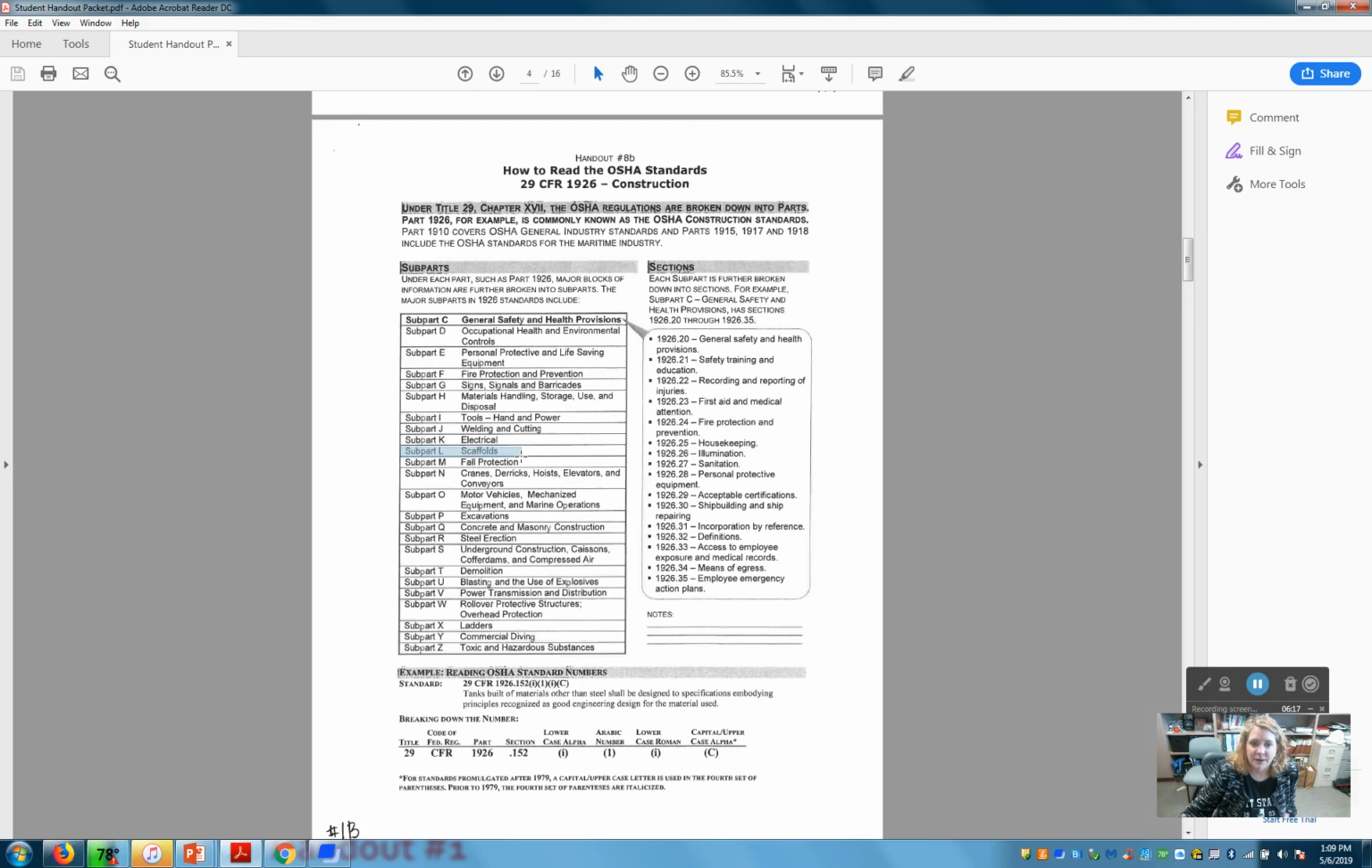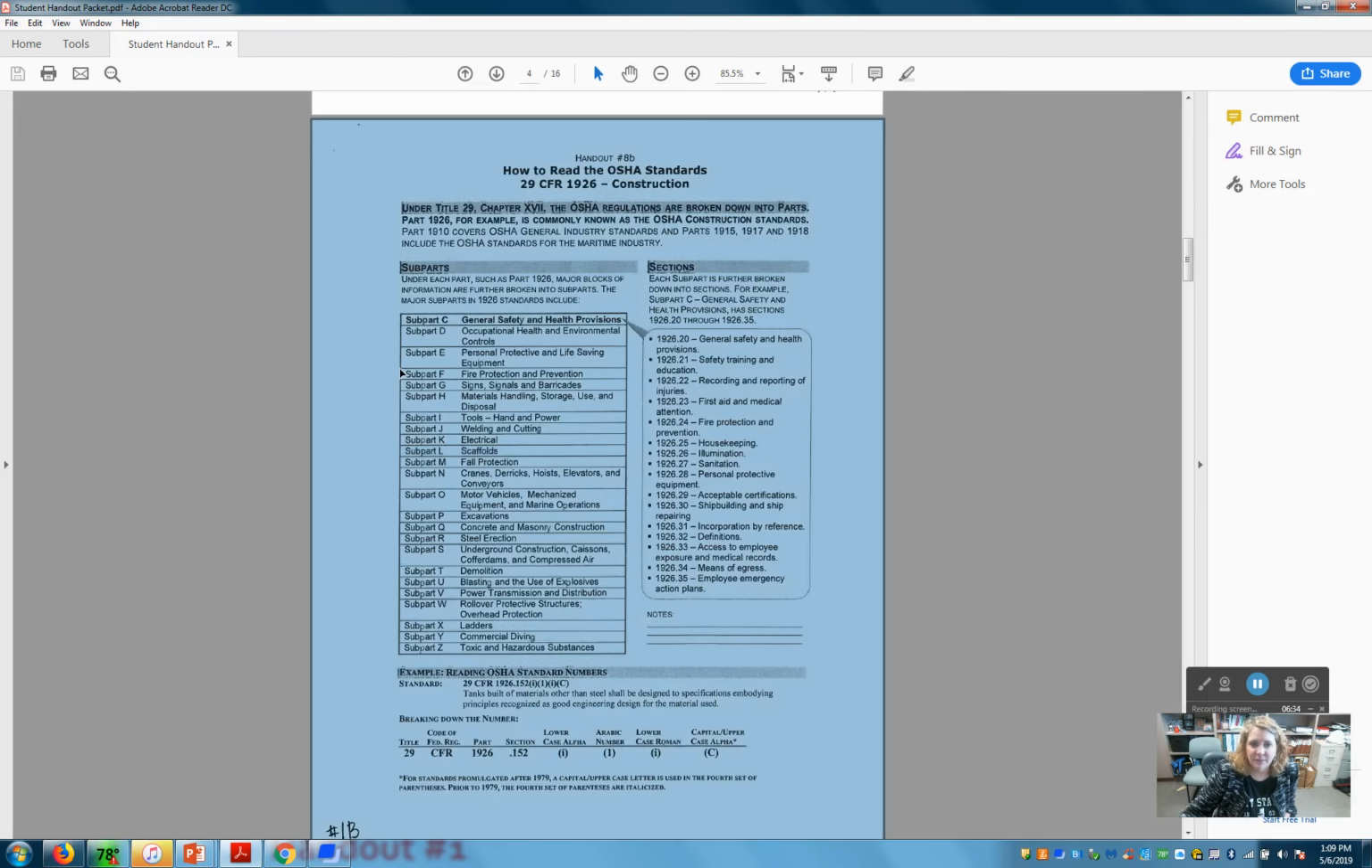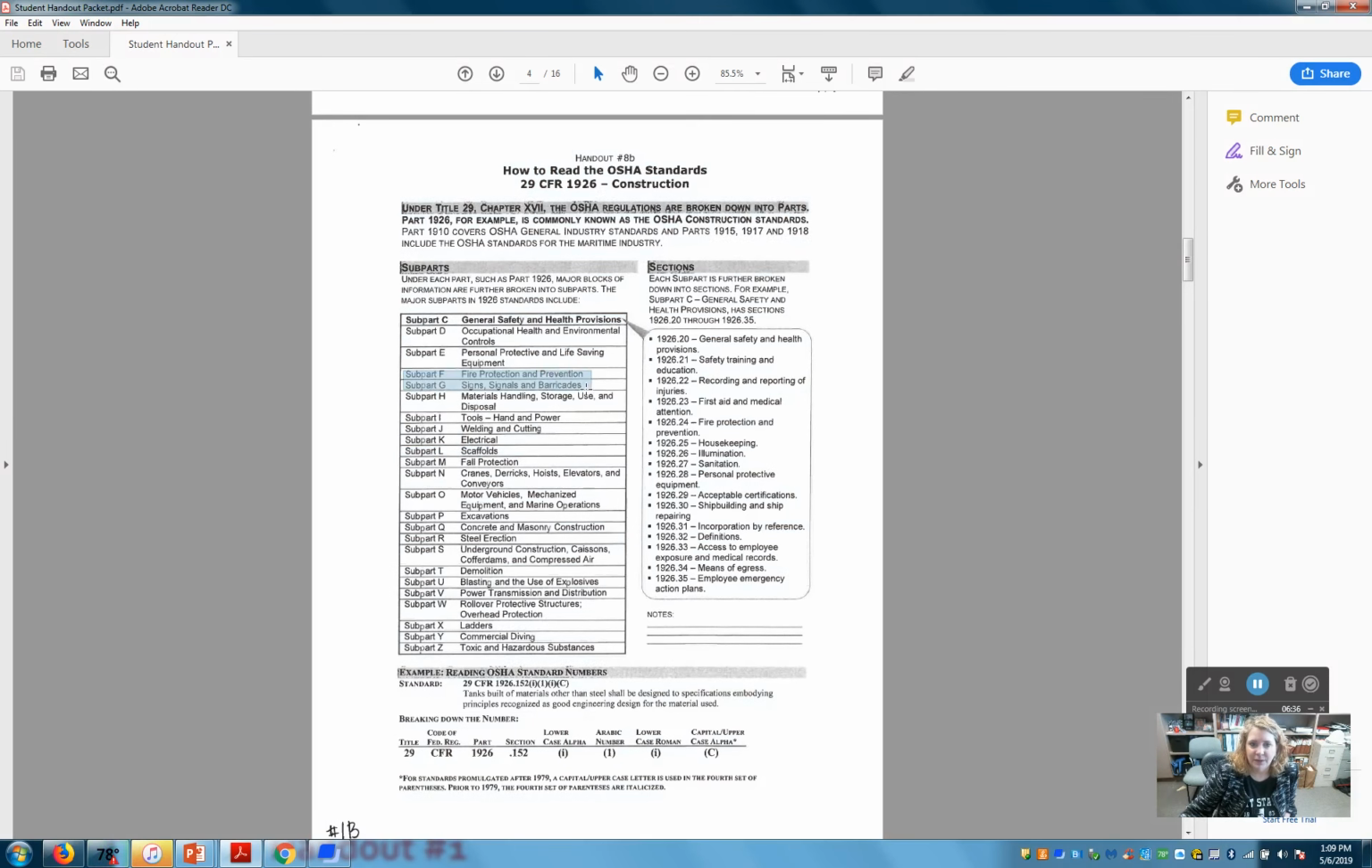If you can remember, subpart L in general industry was fire protection. Let me check that to make sure. And then subpart L in the OSHA construction standards, 1926, means scaffolds. If we were going to look up fire protection, it would actually be up here in subpart F. So we can see that there is a difference.